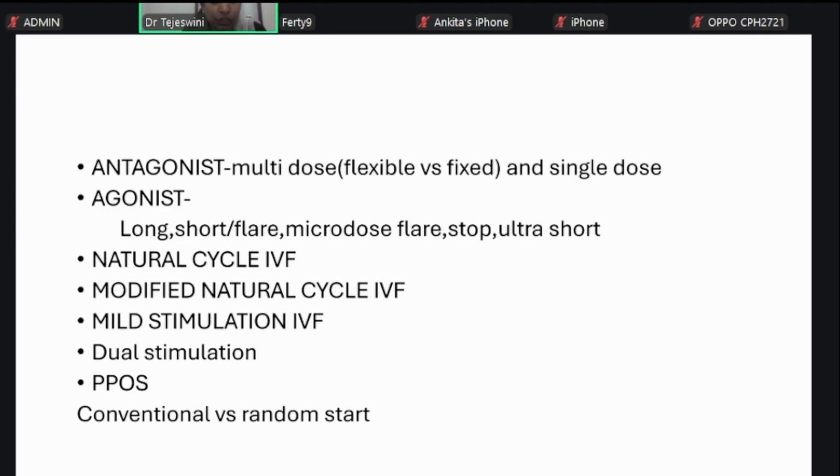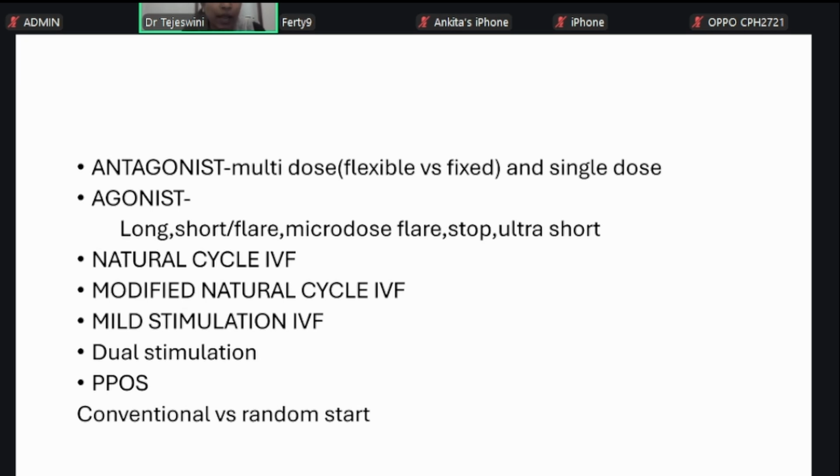Coming to the next commonly used protocol, which is nothing but the long agonist protocol. The long agonist protocol particularly is used in those cases with asynchronous cohort. So the long agonist protocol provides a better synchronization of the follicles so that more number of mature oocytes can be retrieved and more chances of embryo formation will be there.